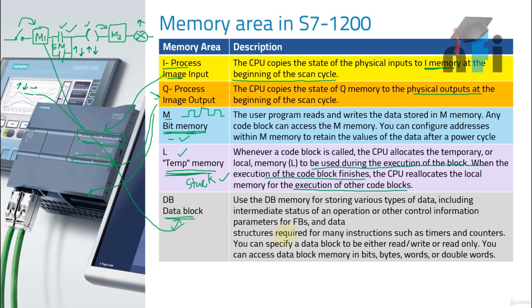Data blocks can be used in FBs or ladder logics. It's generally read and write. You can also erase this memory, you can rewrite this memory, and it can be stored in bits, bytes, words, or double words. It says you can use it for timers and counters. For example, you want to change the time of your process, so that time value will be stored in a data block. All right, so these are the different memory areas in S7-1200.